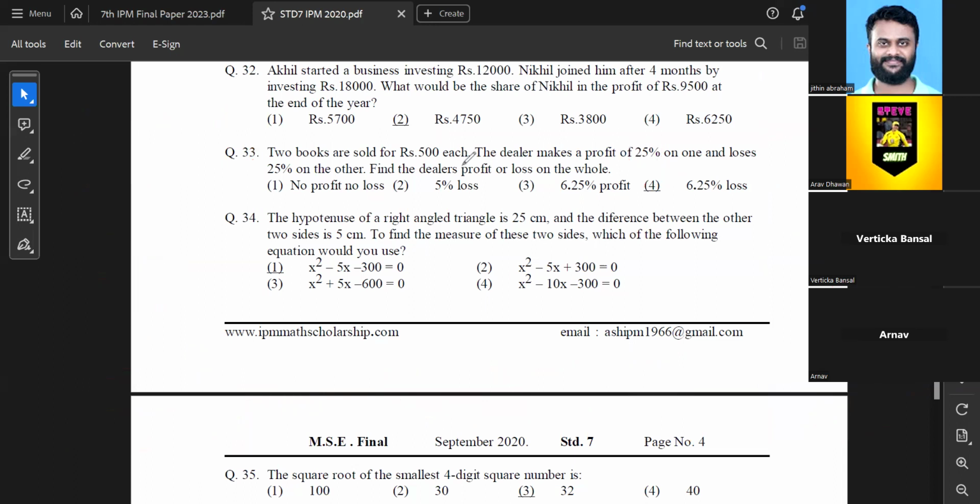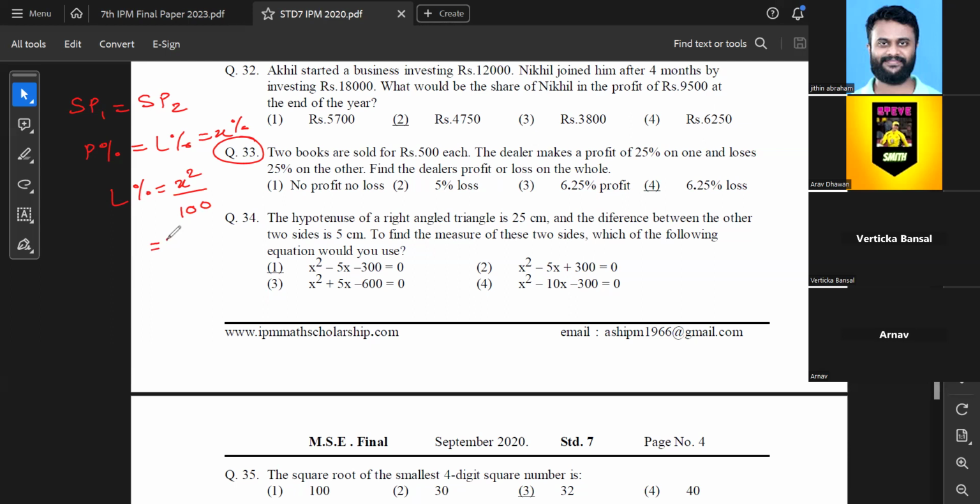Okay, so dear children, I'll solve this question by shortcut method as well. If the selling price of two conditions are the same, and one is making some profit and the other one is making some loss, both the same, let's call it X percentage, then the net will always be a loss. And the loss percentage will be equal to X square divided by 100. So that is a shortcut method.